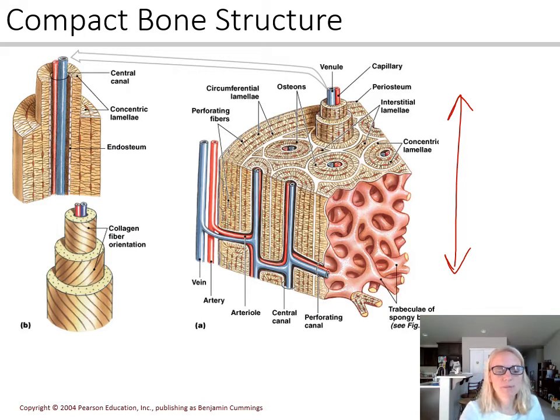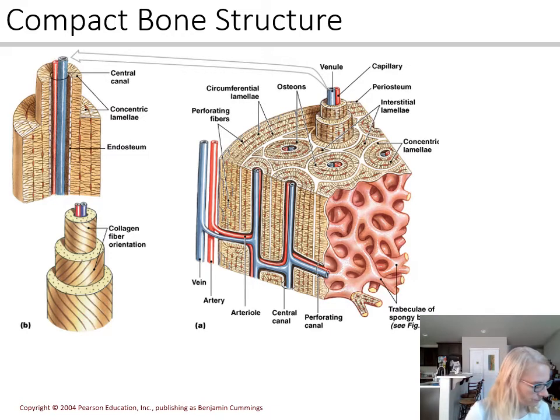So then let's start going through our terms. The major functional unit, if you will, of compact bone is a term called the osteon. Sometimes it's called a Haversian system, which is kind of an older term. You don't need to know that. Osteons are a lot easier to spell than Haversian, but I just wanted to let you know that word is out there. So what is an osteon?